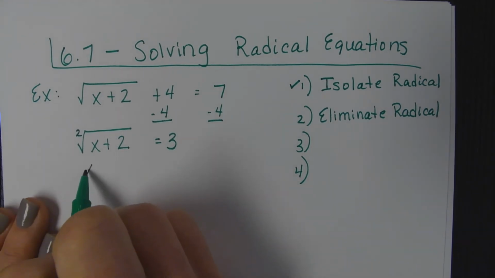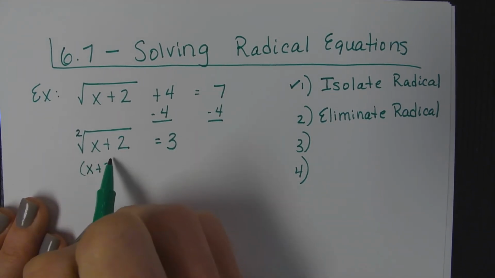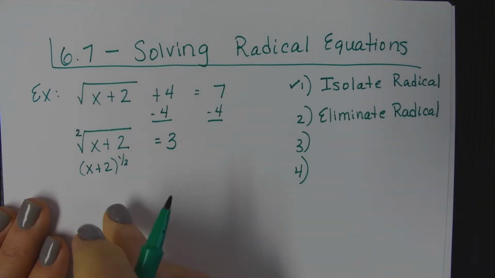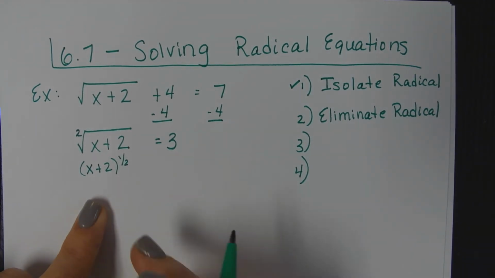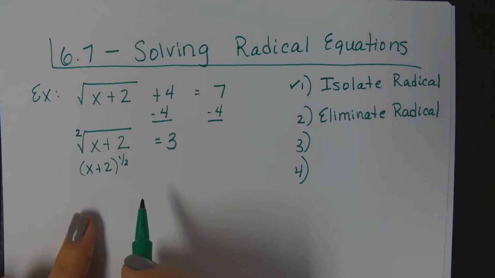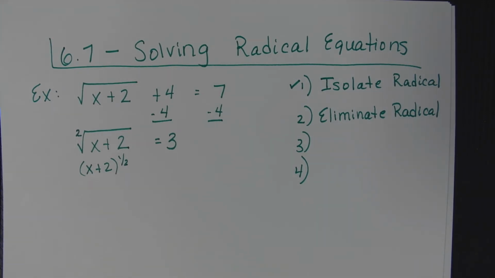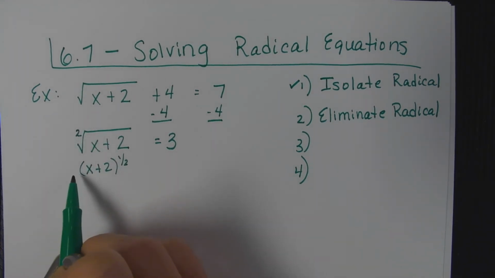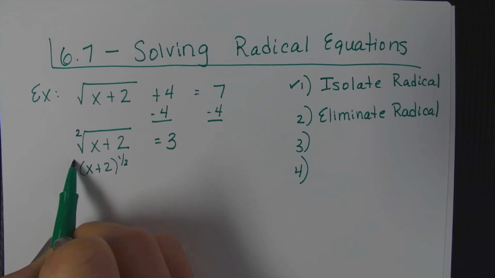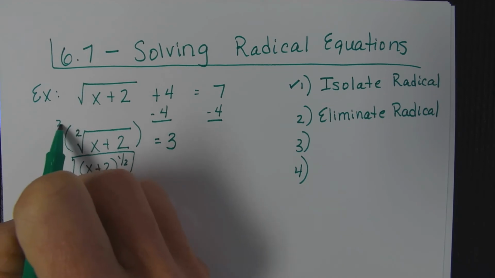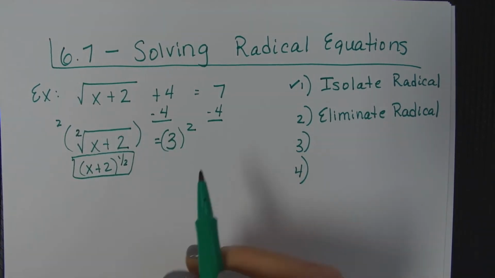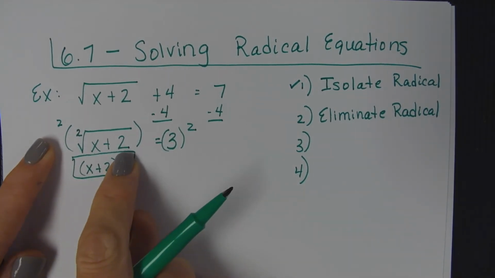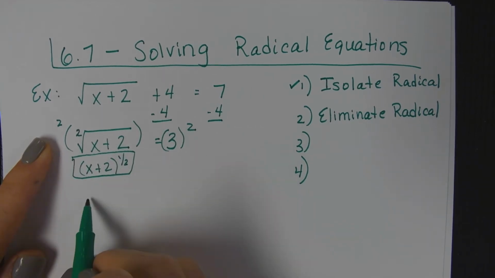Okay, so if I rewrote this, this is x plus 2 all to the 1/2. Please know you don't have to do that. I'm just showing you. And if you're going to square it, what is 2 times 1/2? 1. Okay, that's just for extra info. So we're going to square this. What you do on one side, you do on the other. Guys, this is the easy part. This radical literally just goes away.